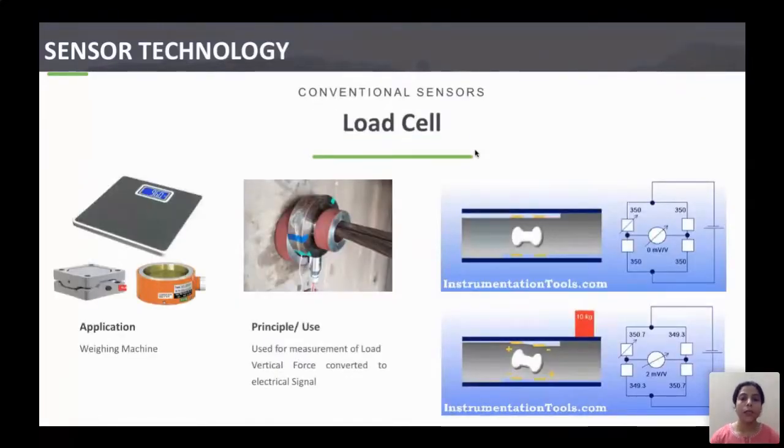Next type is the load cell. They are pretty simple. So the very basic example of their application is in the weighing machine. But this is the load cell which is actually used for the structural purpose. Here you can see it is used for measuring the pre-stressing force in the PSC girders, bridges. So it consists of two strain gauges. So when you apply load on them, the strain gauges will get deflected and they'll produce voltage, and that voltage is calibrated for the load values.